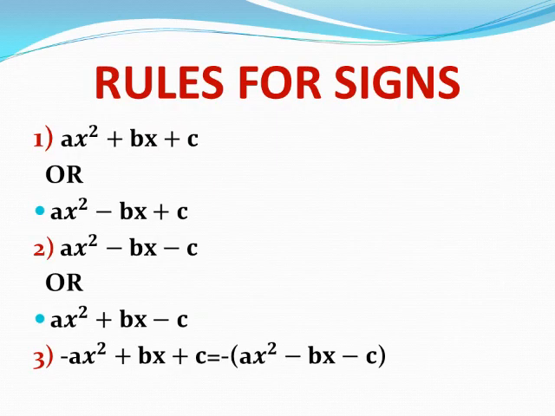Here some rules for signs are given. When C is positive, its factors have the same sign. The sign of B tells you whether the factors are positive or negative. When B is positive, factors are positive, and when B is negative, factors are negative.